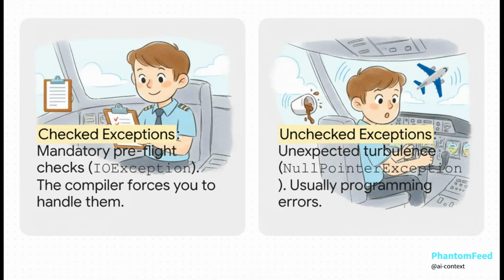Now, in Java, there are 2 main flavors of these warning lights. On the one hand, you've got checked exceptions. Think of these like a mandatory pre-flight checklist for a pilot. The compiler knows that trying to read a file might fail. Maybe the file isn't there, so it forces you to have a backup plan for that I/O exception. On the other hand, you have unchecked exceptions. These are more like sudden, unexpected turbulence. They're usually just plain old programming mistakes, like the infamous null pointer exception. You know, when you try to use something that isn't actually there. They can pop up anywhere, and they're a dead giveaway that there's a bug in your logic.